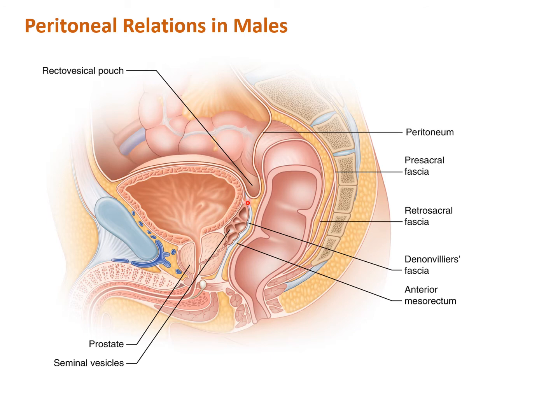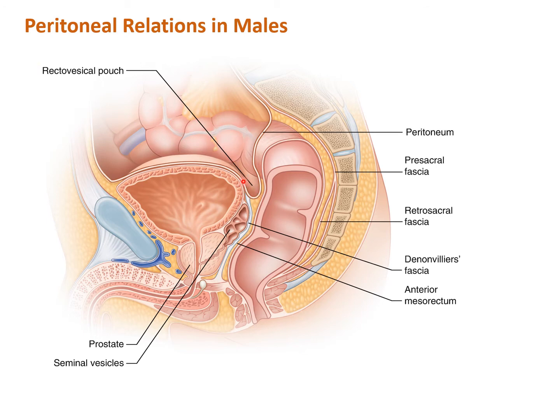At the tip of the seminal vesicle, it turns, covering 1.25 centimeters or half an inch of the base of the bladder before it moves on to the superior surface of the urinary bladder. From the superior surface, it moves on to the inner aspect of the anterior abdominal wall. Now this movement, from the rectum to the base of the urinary bladder, forms a pouch of peritoneum known as the rectovesical pouch, or a potential space.